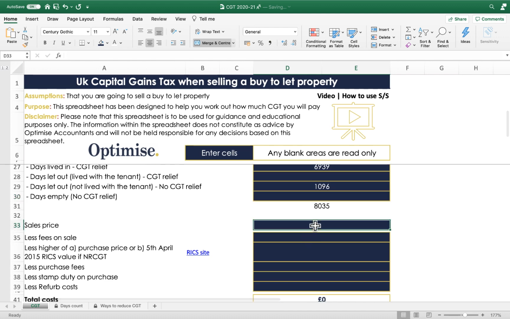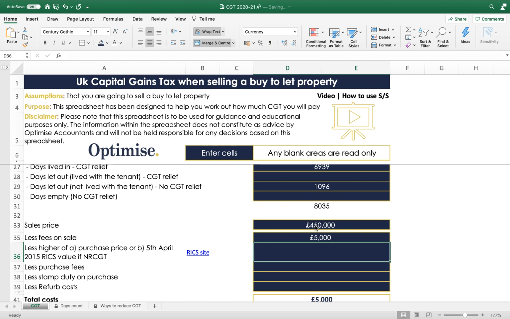So what we'll do is we'll put in a sales price. So let's imagine we sold the property for £450,000. And what we'll say is the sales fees, maybe it's £5,000. And what we've got here is the purchase price.